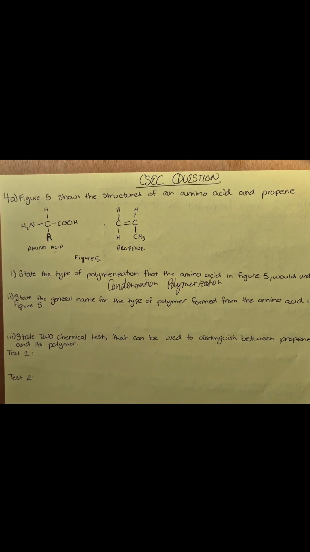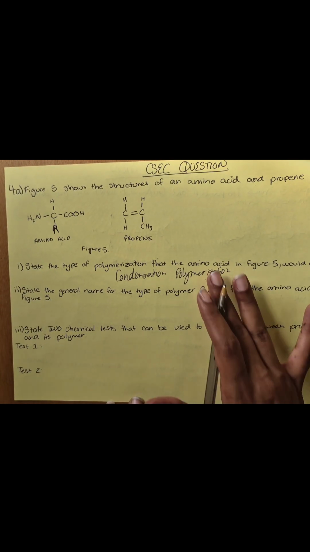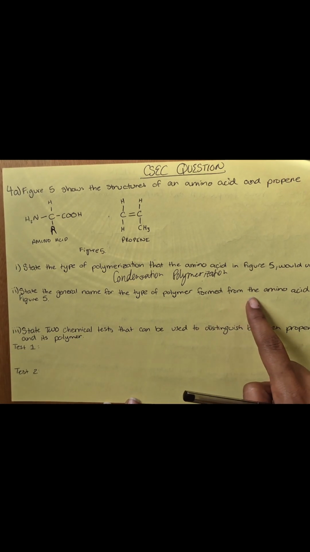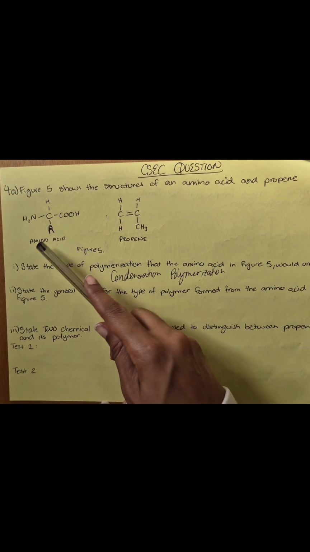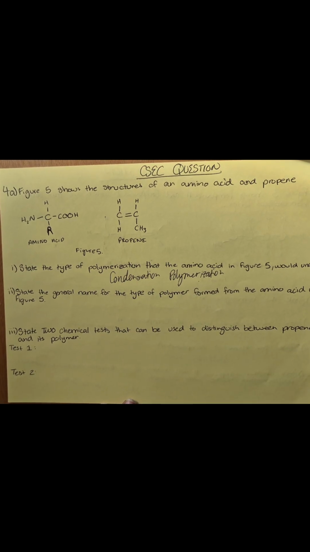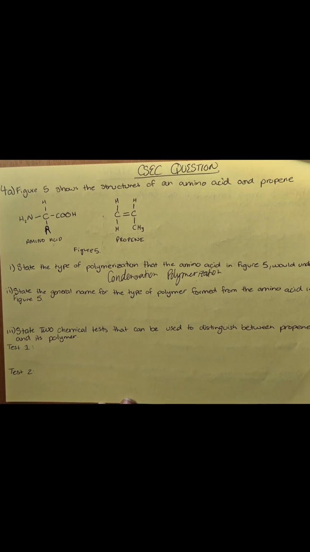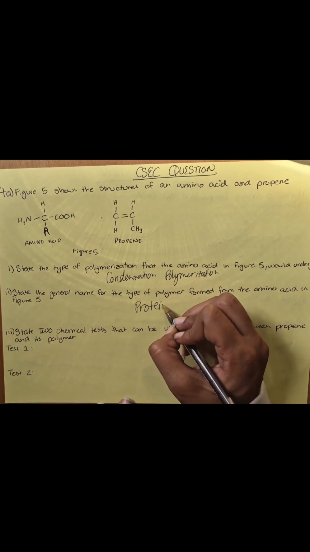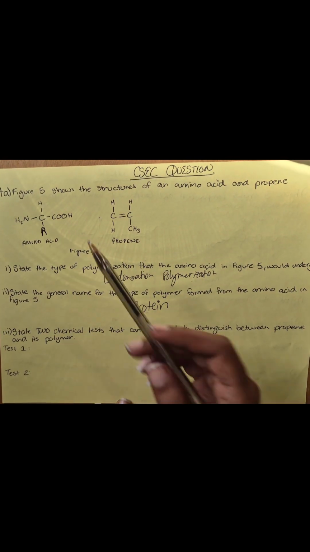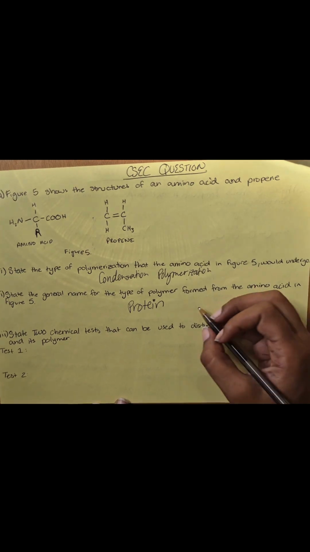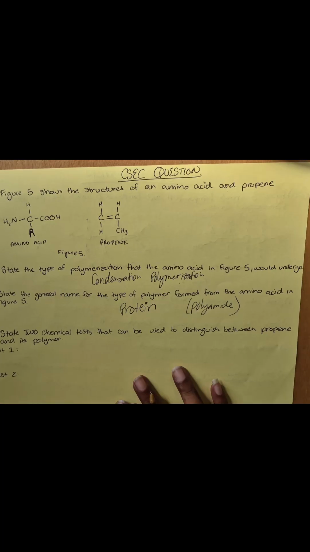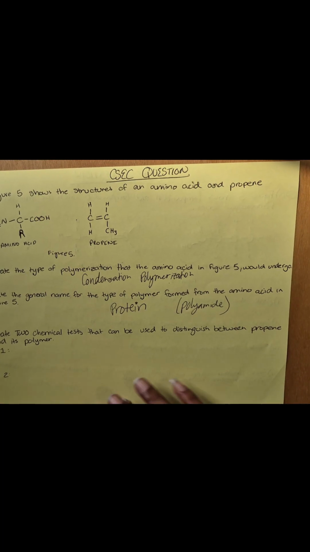Also, it has two different functional groups. It's not an alkene. There's so many reasons that we could use, but condensation is the answer. State the general name for the type of polymer formed from the amino acid in figure 5. So anything with amine, we could say that it's a polyamide, but I really believe that because they said amino acid that they wanted you to say protein. Because you know the monomer amino acids will make proteins. If you couldn't remember that and you put polyamides, I think that shows that you know something, and I'm sure that they'll give you the mark.